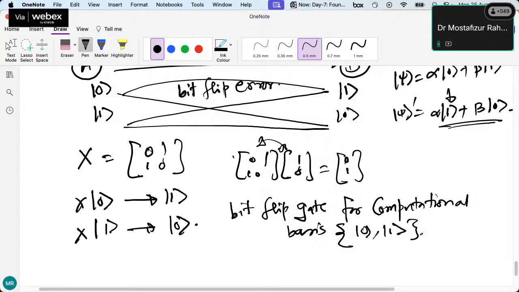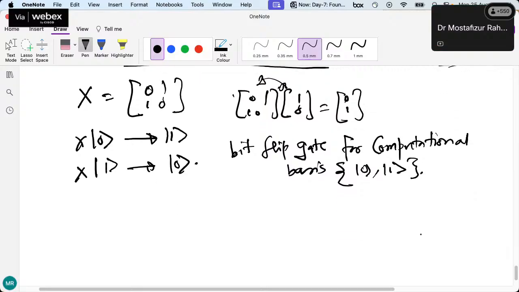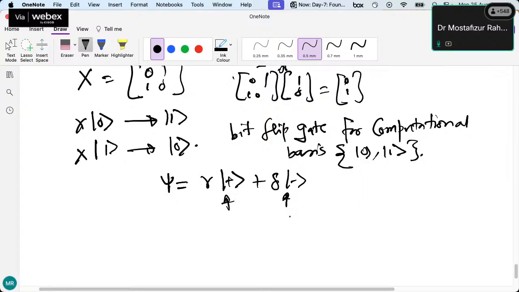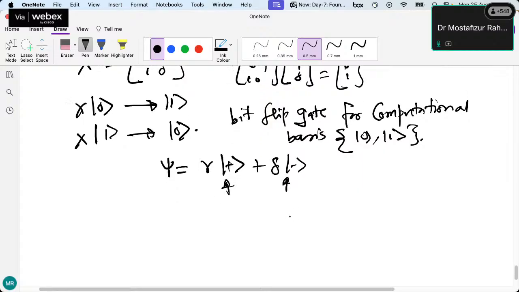There is a superposition basis like the plus state and minus state, or the diagonal basis, and so on. There is the Fourier basis, the eigenbasis, so various bases to represent your information, right? Now, if my information is represented in the plus minus basis instead of this 0, 1 basis, and I apply the X gate to check whether there is a bit flip or not, right?